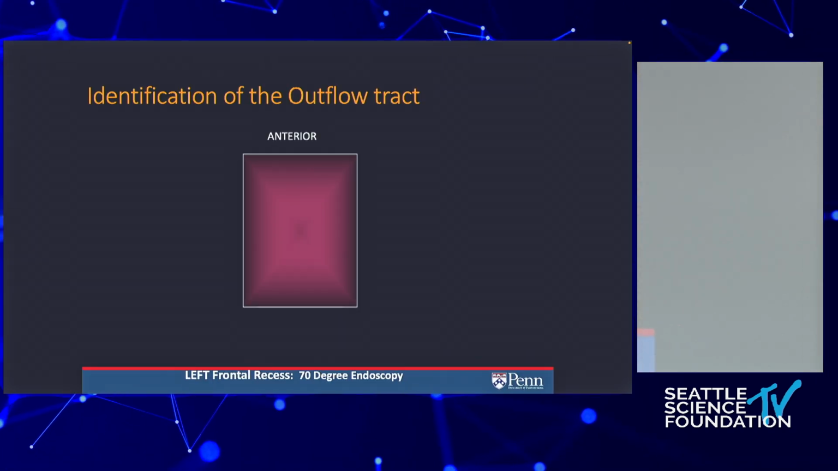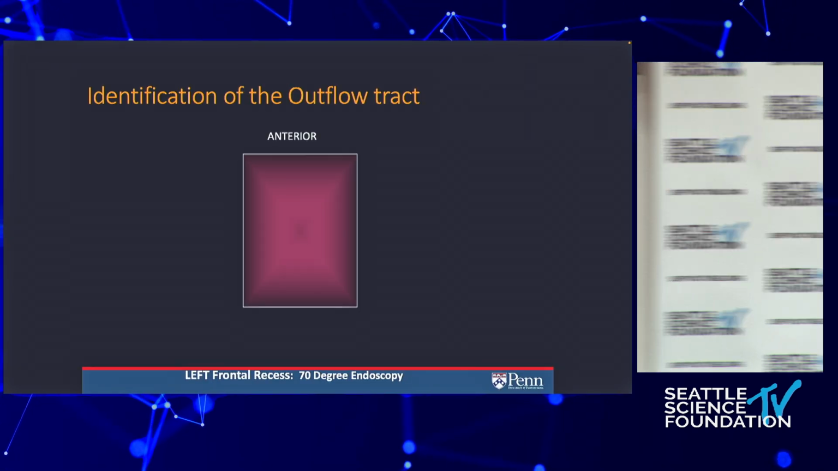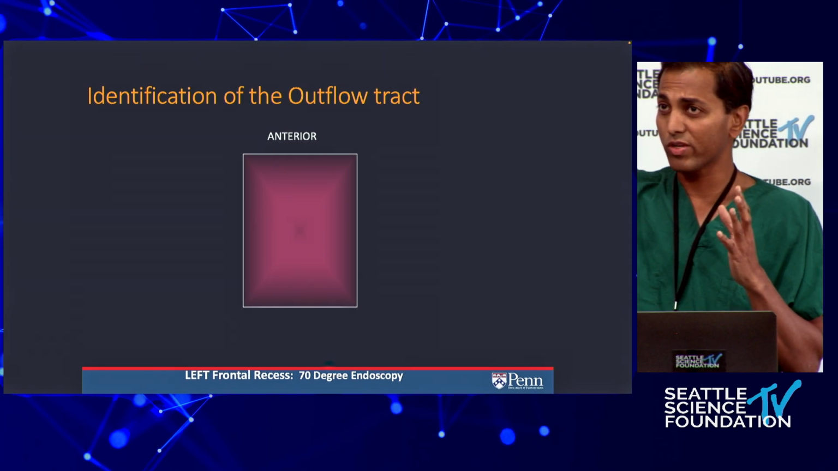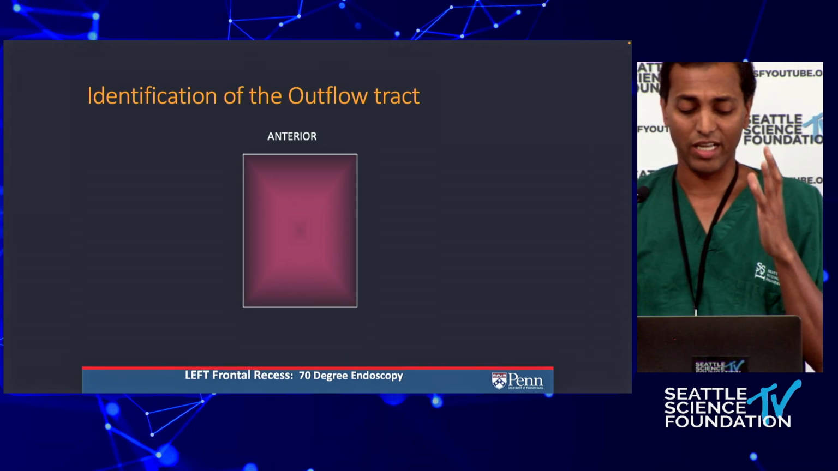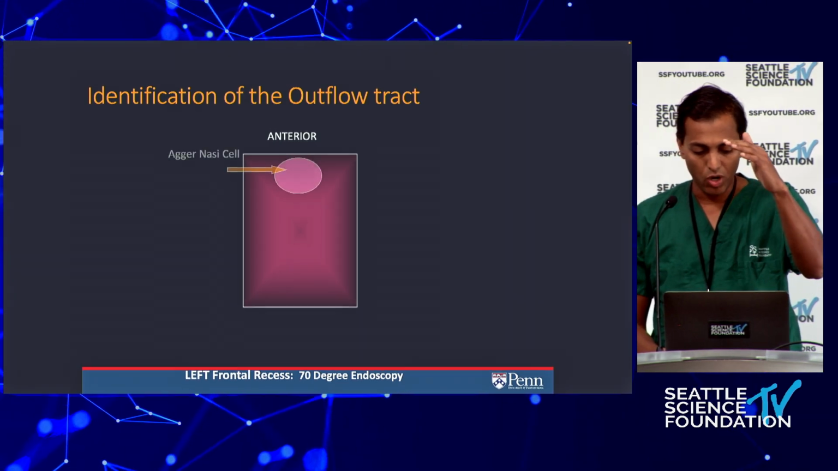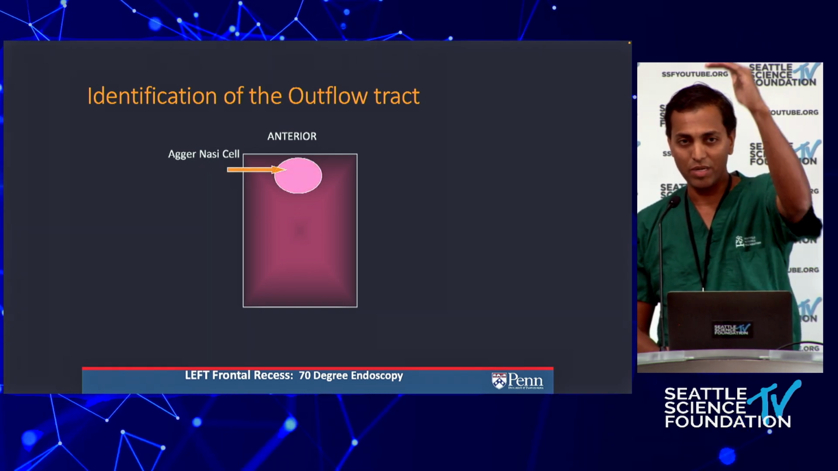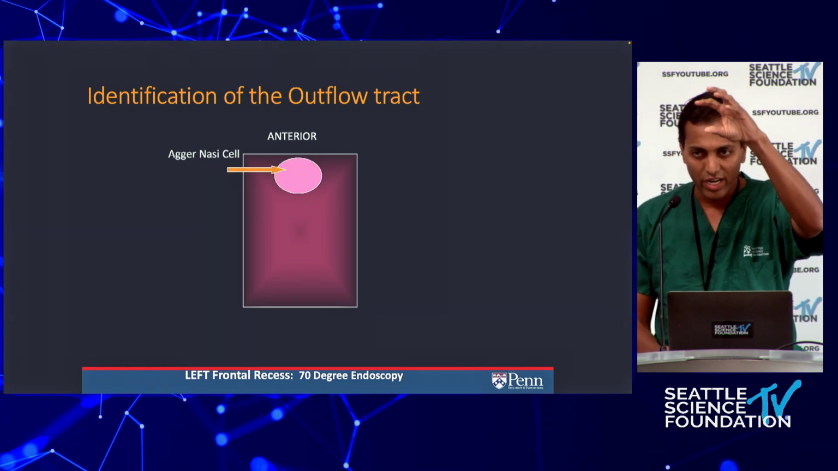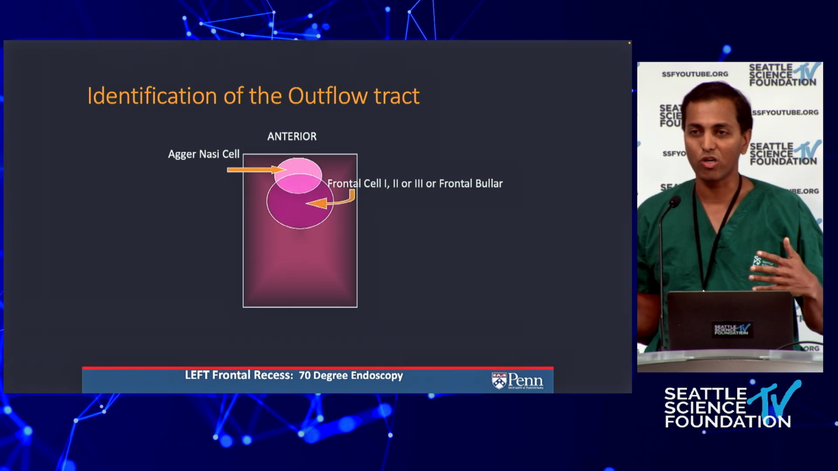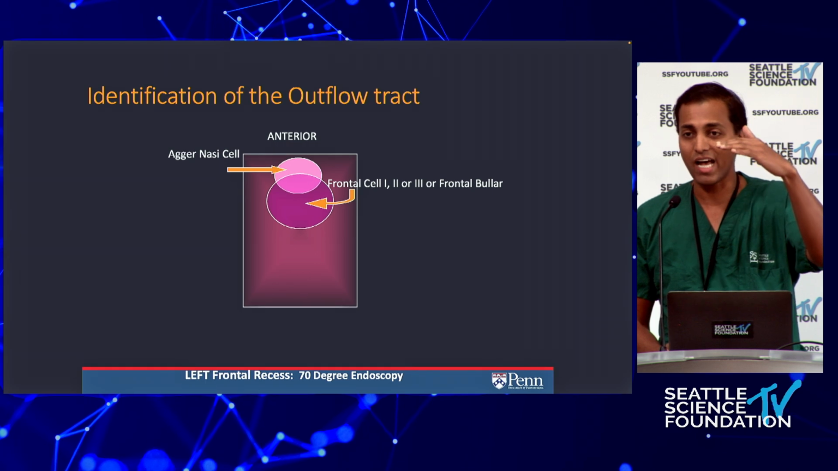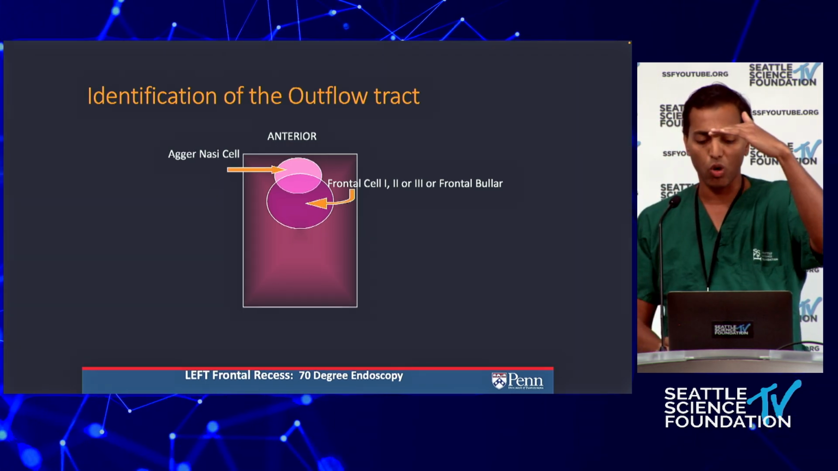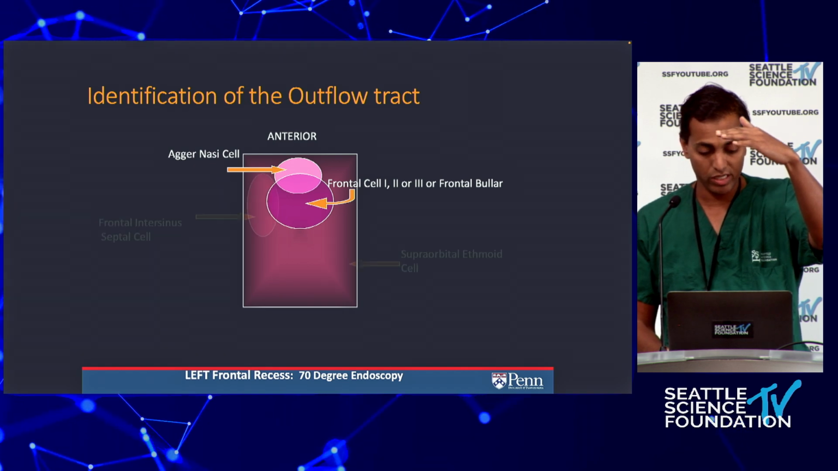And this was a picture, again, very similar to what we looked at before, but this is me when I'm thinking about looking up with my 7-degree scope, and you're looking up high. This is a left frontal recess dissection, and you see where anterior is. And what we know is that Agger nasi cell is going to be anterior to that drainage pathway. So where we find that Agger nasi cell, you know the pathway is going to be posterior to that. If you have any of those anteriorly based frontal cells, those cells are also going to push you posteriorly. So those cells are always going to be anterior to where that drainage pathway is.